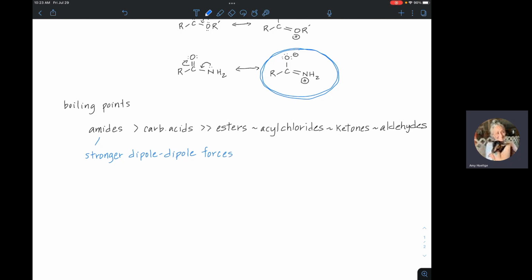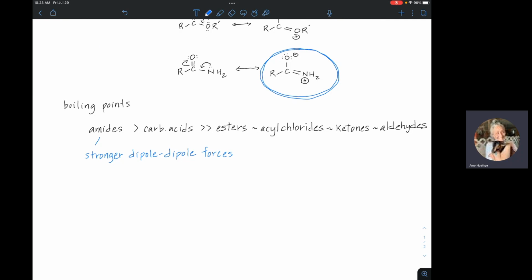But it kind of depends on the structure, doesn't it? The mass affects the dispersion forces. If you have more polarizable electrons, then yeah, those are going to be more significant, even though they are the weakest intermolecular force of attraction. And the dipole-dipole interactions are kind of in the middle, right, between hydrogen bonding and dispersion forces.